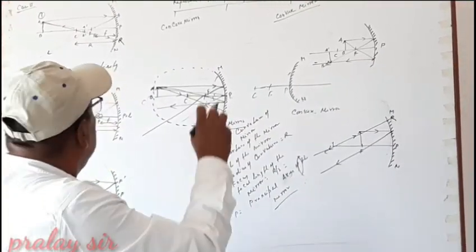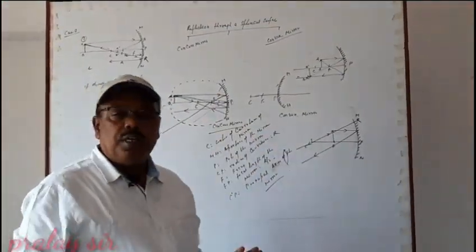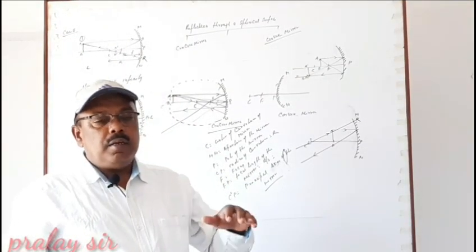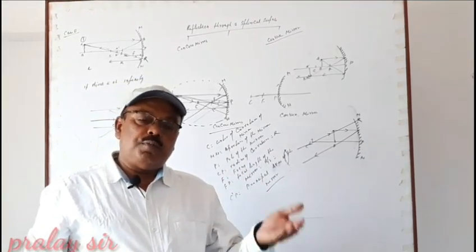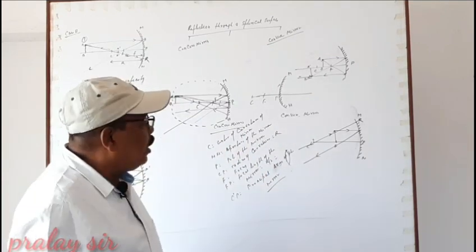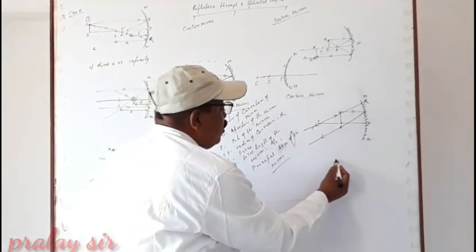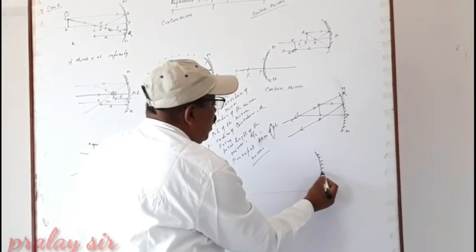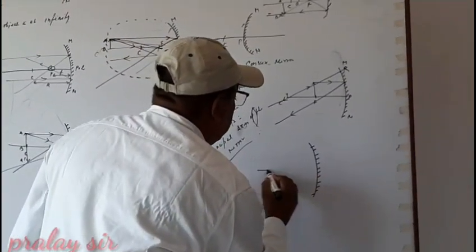Now, in all 5 figures, 1, 2, 3, 4, 5, in all cases the image is real, inverted, and either smaller than the object, the same size as the object, or bigger than the object. It depends on the place where we are keeping it. Now, a case that is different from these 5 is if we are keeping the object between the pole and focus.